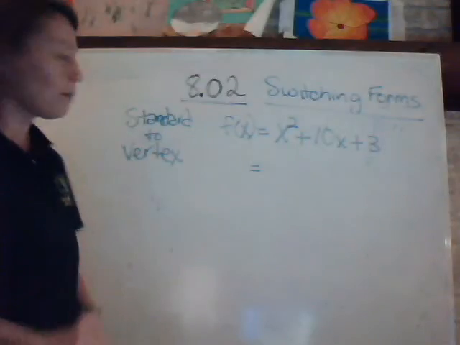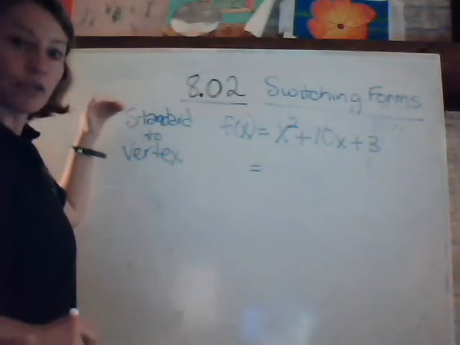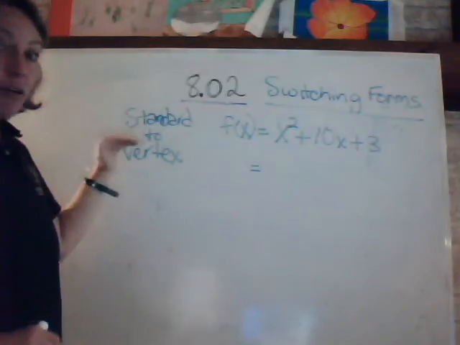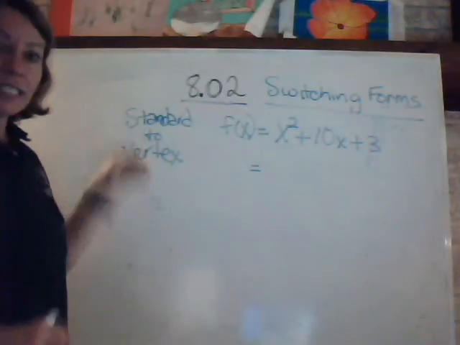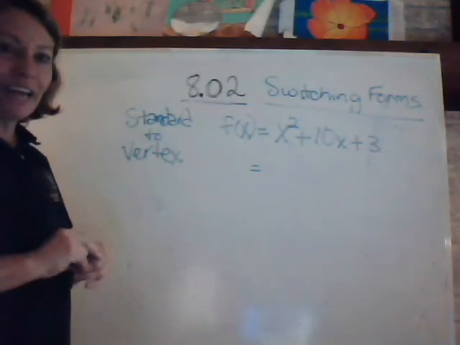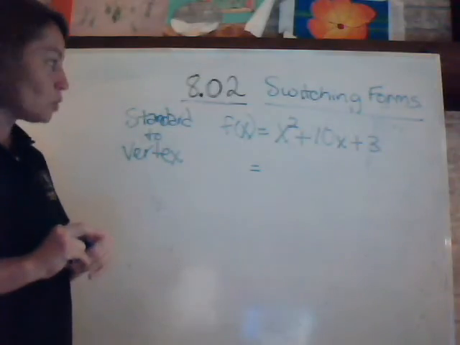Okay, it's Mrs. Blankenbeckler back with how do you switch from standard form to vertex form. This is the more difficult of the two. We learned this last year, but if you didn't learn it, this is your chance to catch up. Okay, this is called completing the square.